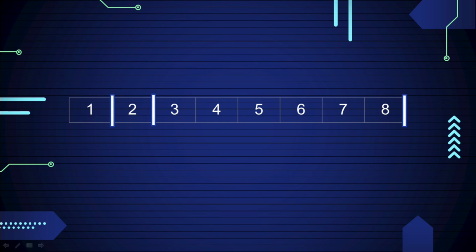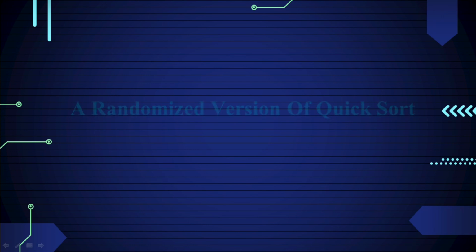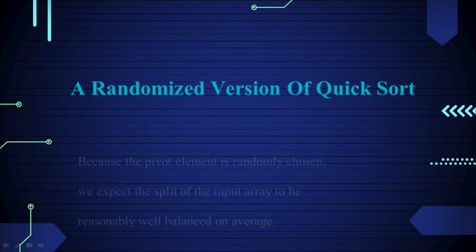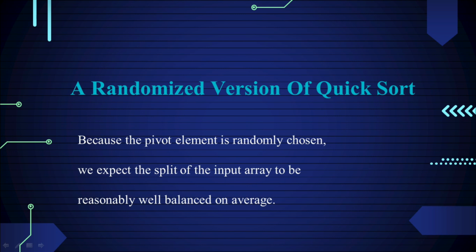And here is our sorted list using quicksort. A randomized version of quicksort: because the pivot element is randomly chosen, we expect the split of the input array to be reasonably well balanced on average.